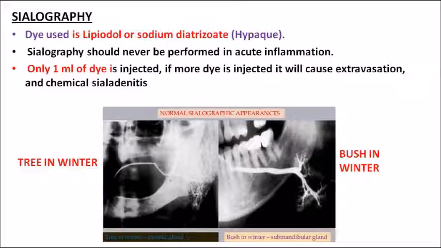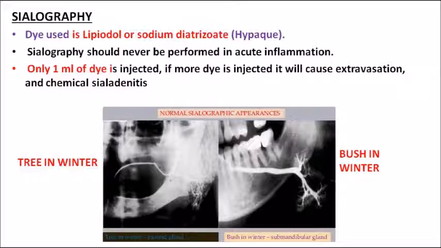So if more amount is injected, what will it cause? It will cause chemical sialadenitis. So remember everybody, the dye which we use is lipiodol and only 1 ml of dye is maximum injected, and if more amount of dye is injected into the duct, it will result in chemical sialadenitis.